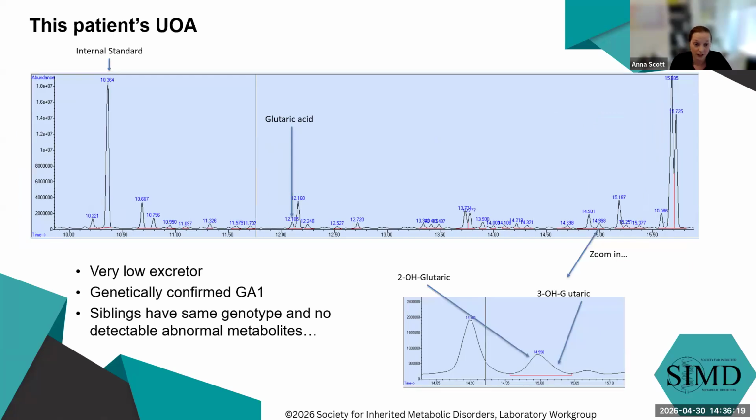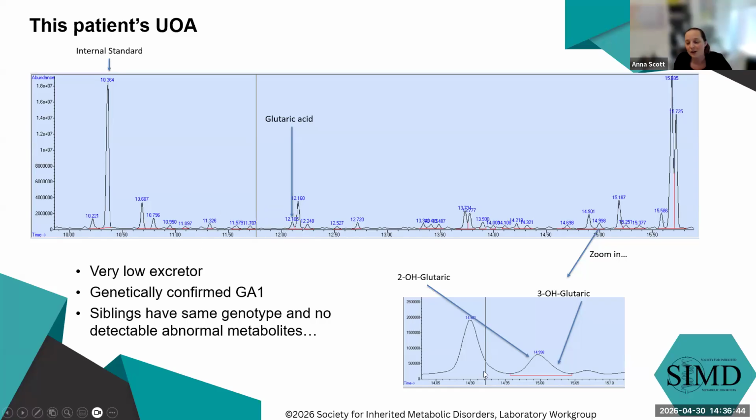Now here is our little friend. He and his siblings are the lowest excretors I have ever seen. They do have genetically confirmed GA1. Clinical course is absolutely consistent. Now notice there's our friend, the internal standard at 10.4. This is an extremely normal glutaric acid excretion. This would never pop out of a lineup.